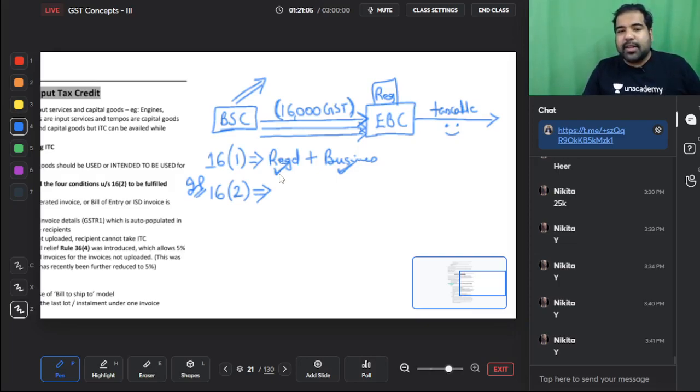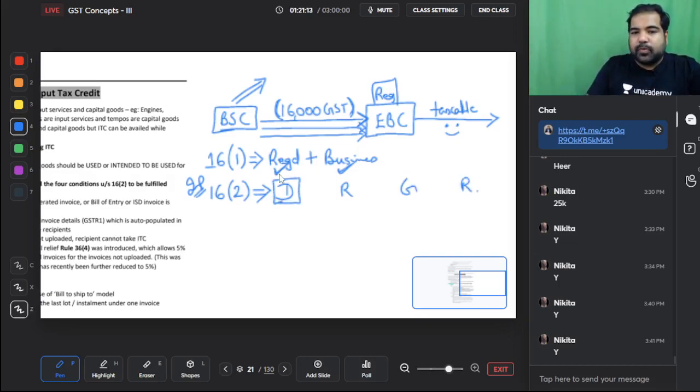The shortcut of this condition is DRGR. Watch out, what is DRGR? First, the electric bike company should have a document to prove that they have this supply of inputs or input services or capital goods. What is the document?